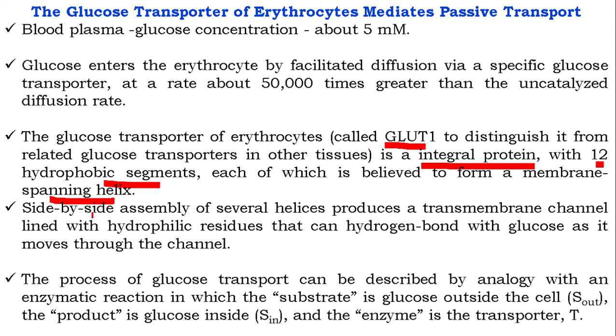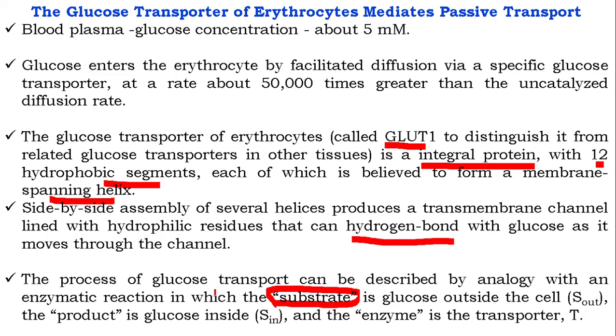And side by side assembly of several helices produces a transmembrane channel lined with the hydrophilic residues that can hydrogen bond with the glucose as it is moving through the channel. So a specific channel is created by the transmembrane glucose transporter. And this process may be combined with an enzyme action. The substrate of the enzyme action may be considered as the glucose outside the cell, while the product may be considered as glucose inside the cell.